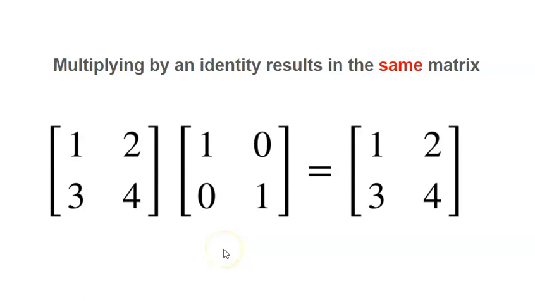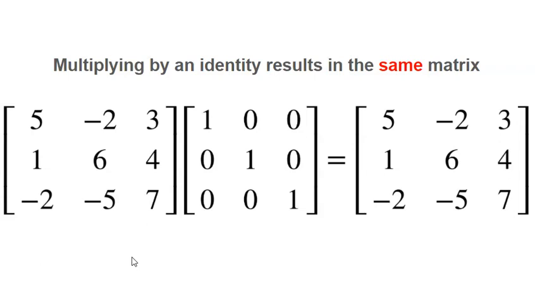If you multiply a matrix by its identity, you get the same matrix. For example, this matrix, 1, 2, 3, 4, is multiplied by the identity, and the output is exactly the same, 1, 2, 3, 4. Now, why is that important?